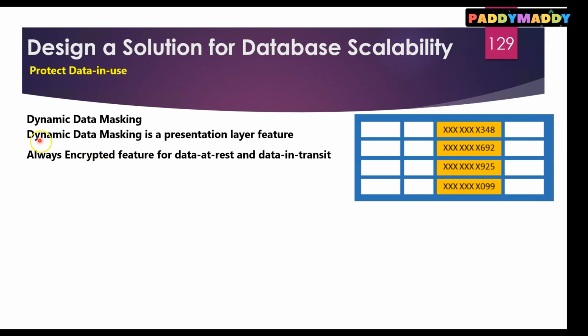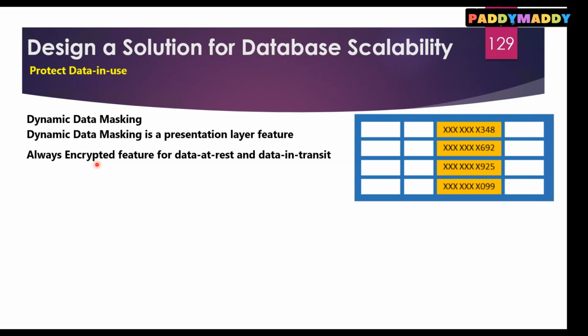In the previous example, with data masking, the customer can view the data, because we are just applying data masking at the presentation layer. But when we talk about Always Encrypted, you cannot see that information. Only the application itself can see that information. That's how it is used.